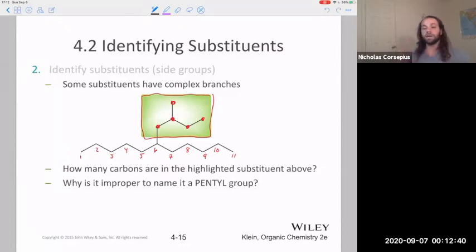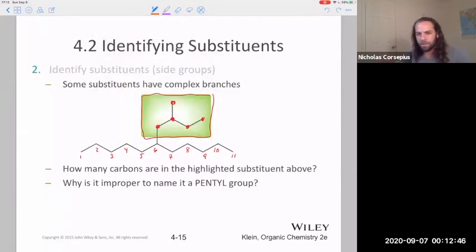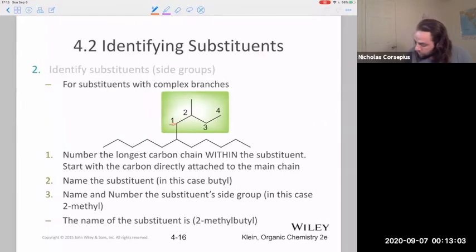So you're going to start numbering your carbons. You kind of have to find the parent chain within the substituent. You're going to start numbering from the carbon that's attached to the parent chain. So in this case, 1, 2, 3, 4. And you're going to treat this as a group coming off of that chain. So again, 1, 2, 3, 4. So the root of my substituent is a butyl, and it has coming off of position 2 a methyl, a 1-carbon group.